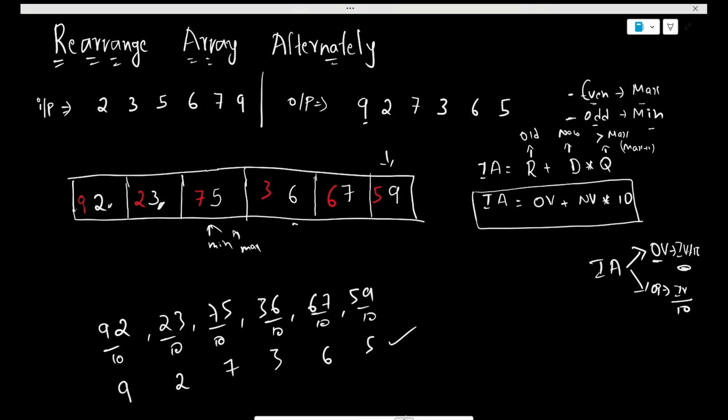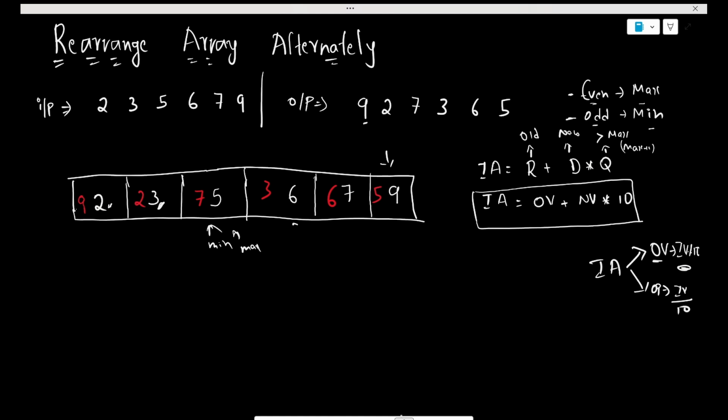And do percentile for the entire array. That would be 2, 3, 5, 6, 7, 9. So that's the original. Right. I am slightly modifying the formula.